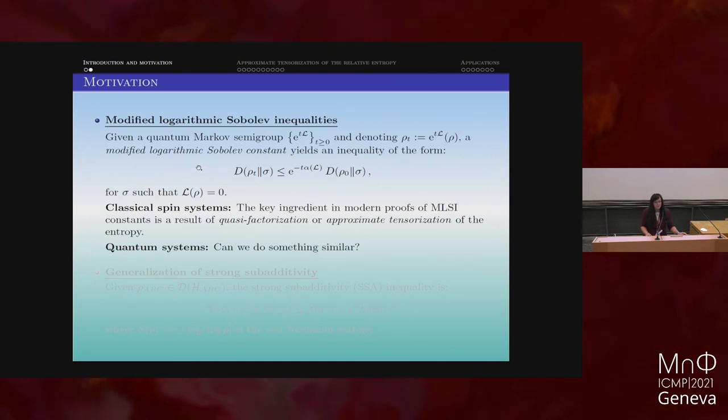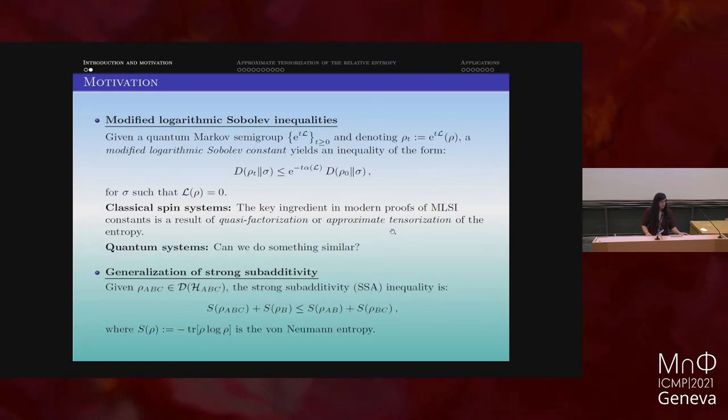And there are some different methods in classical spin systems to try to obtain results of this sort. In particular, the modern proofs due to Cesi and Dai Pra, Paganoni, Posta from 2002 have the key ingredient of containing some result of quasi-factorization or approximate tensorization of the relative entropy. I'm going to call it indistinctively. Since they were using this kind of techniques in classical spin systems, we thought maybe we can use something similar in quantum spin systems. And this is the main motivation for having inequalities of this form.